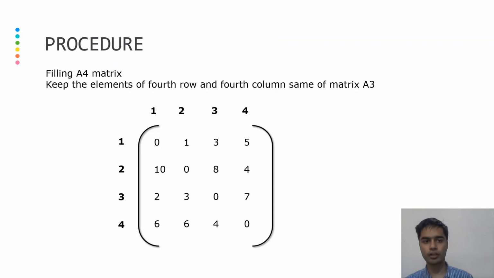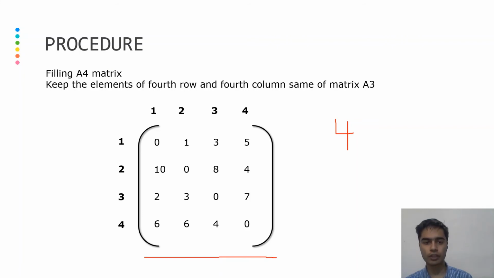Now similarly we are going to take our fourth vertex as an intermediate and we are going to generate the matrix A4 by keeping the elements of the fourth row and the fourth column same as matrix A3. Now as in our example there were only 4 vertices in all, so we are going to stop, and this final matrix A4 represents the shortest distance between the pair of vertices.